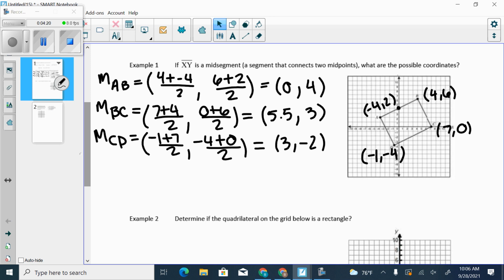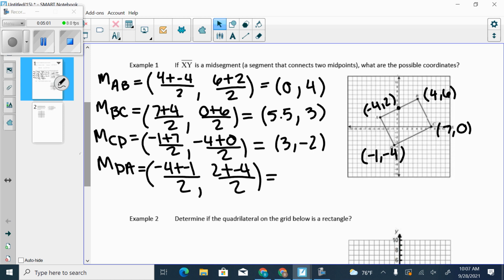All right, and then the last possible option could have been that it was the mid-segment between D and A. So from D to A, D is x1, y1, A is x2, y2. So x2 plus x1 would be over 2, good. And then y2 plus y1? 2 plus negative 4, good. Divided by 2.